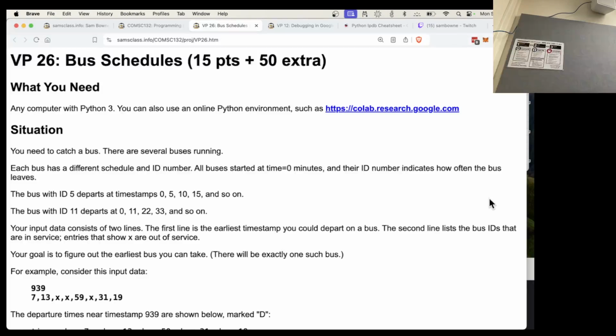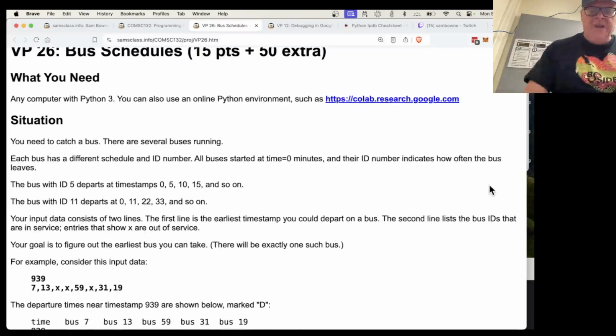So the input data consists of 2 lines. The first line is the earliest timestamp you could depart on a bus. The second line lists the bus IDs that are in service. And entries with an X are out of service. So here's some data. Let me zoom in on it.